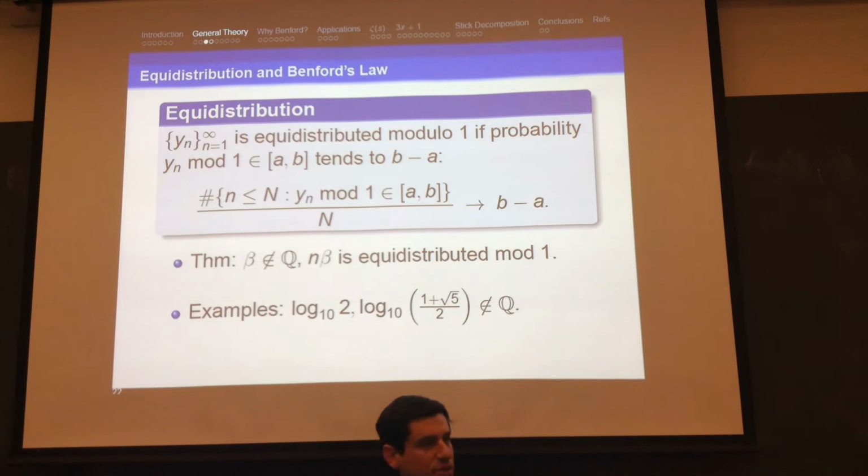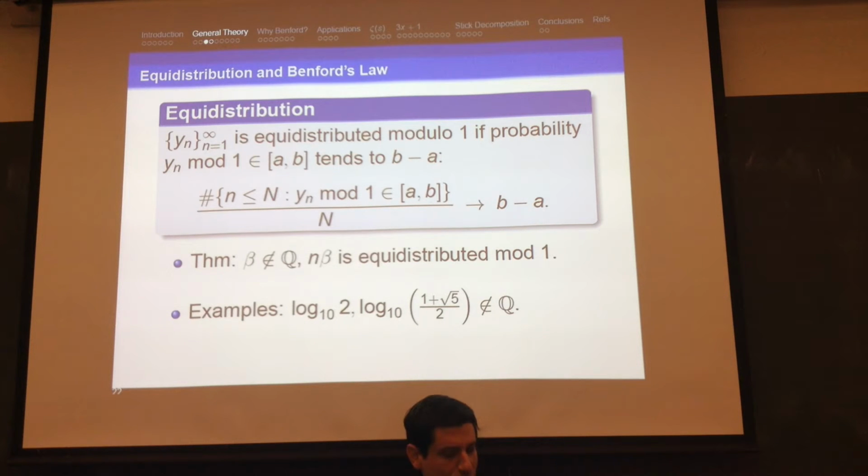Let's do some examples. The log of 2 base 10 is irrational, and the log of (1 plus root 5) over 2 base 10 is irrational. Anybody recognize (1 plus root 5) over 2? What's that? The golden ratio. The golden ratio turns out to be the most irrational of all irrational numbers. If anybody's interested, I will talk to you later as to why that is the most irrational.